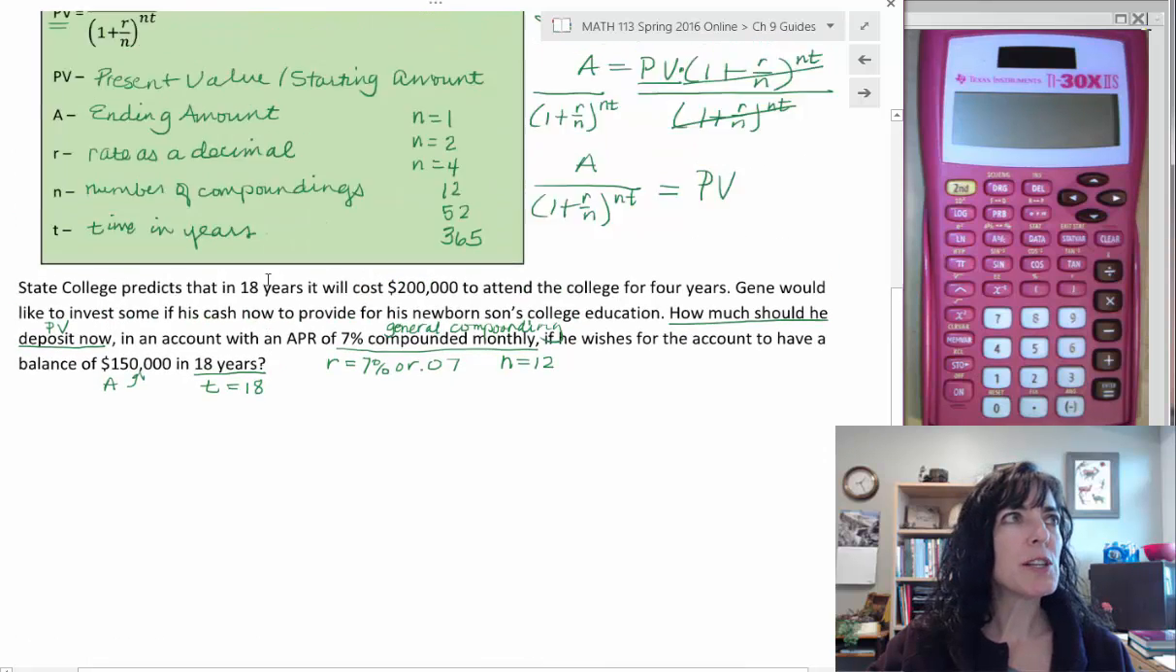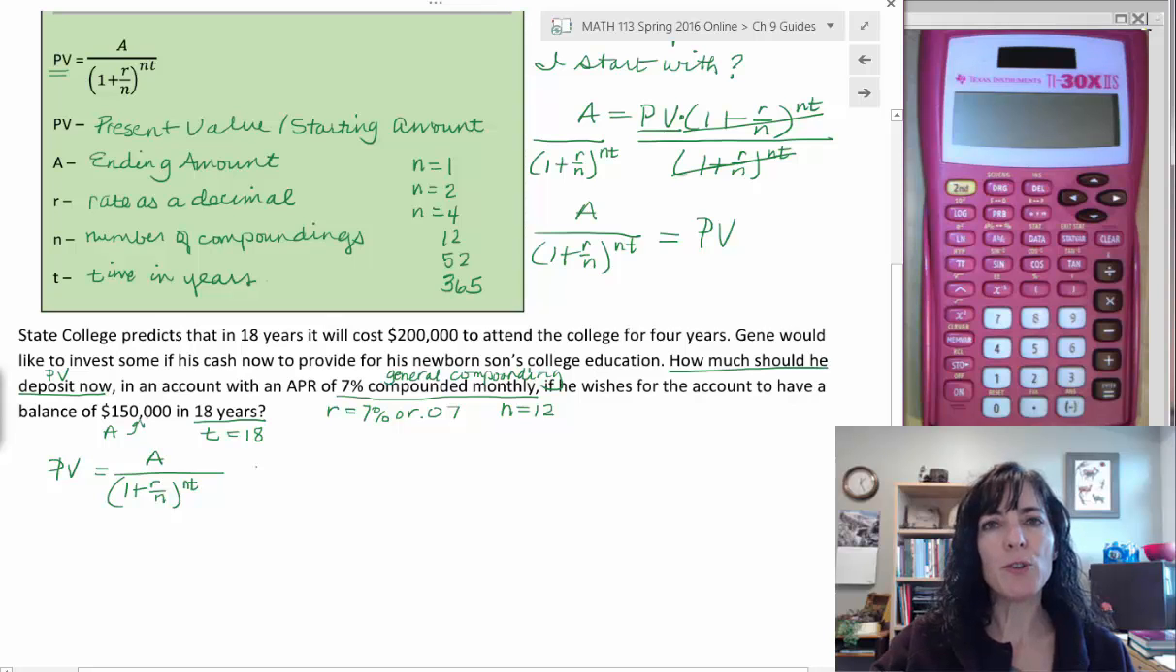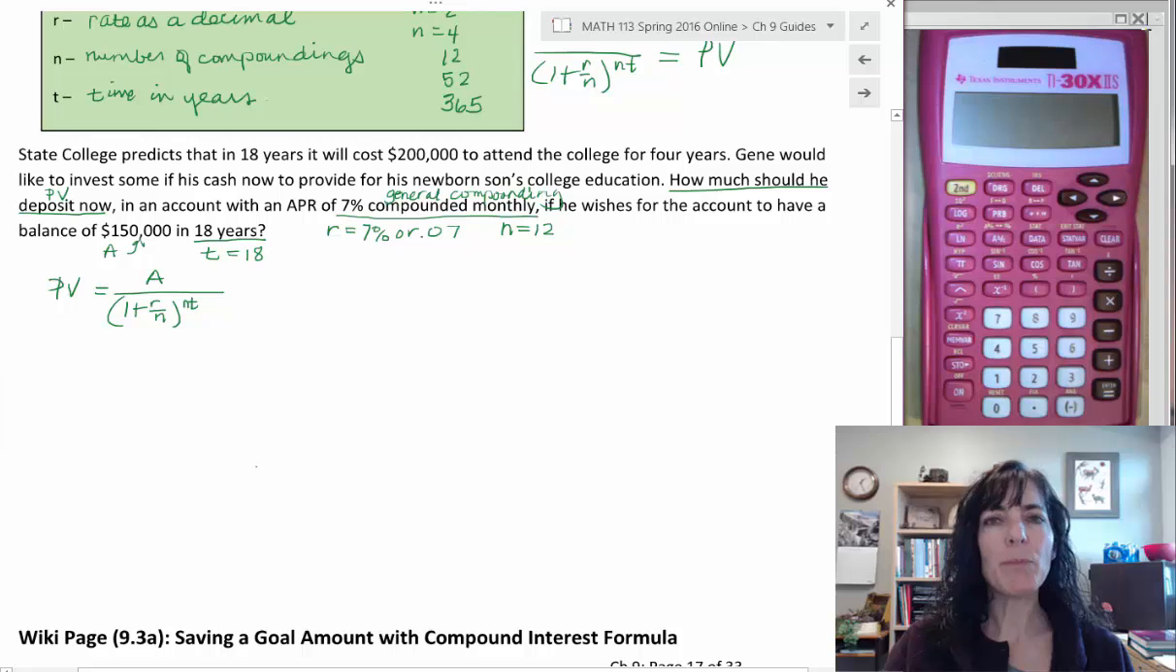So let's just write this formula down below so that we can use it here. That's PV equals A over 1 plus R over N raised to the NT power. Remember, I really like you to choose your formula, write it out for me without any values plugged in, and then go ahead and plug in your values.